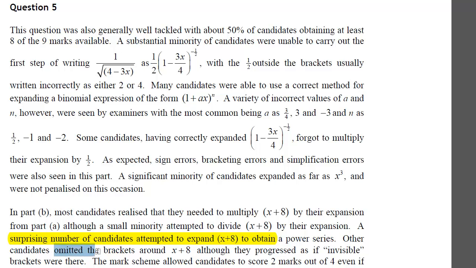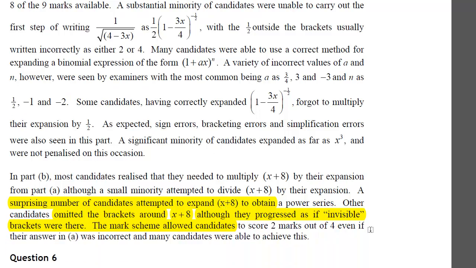Now this is a common mistake, omitting the brackets. I have seen this many times, so you have to remember the brackets are very important. Although they progressed as if invisible brackets were there, the mark scheme allowed candidates to score 2 marks out of 4. So you have to understand, even if you mistakenly slip the bracket, but you're doing the sum as if there is an invisible bracket, you're going to lose marks. This is very, very important.